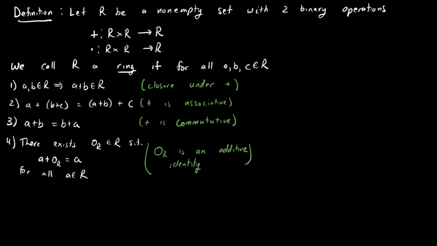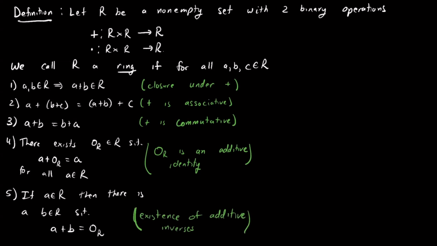We have the existence of what is called an additive identity. So there's something that plays the role of 0. We're going to call this 0 sub R. This is an element such that when I add any A to it, I get A back. So A plus 0R is always equal to A. This acts like the number 0 did in the integers.